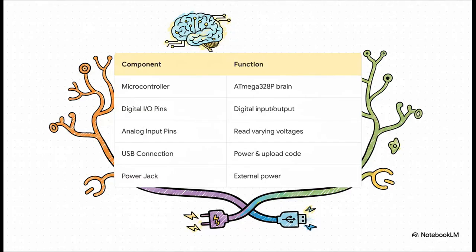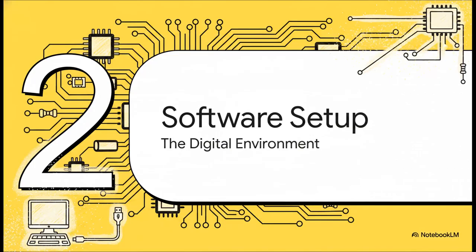Think of the ATmega328P microcontroller as the brain of the whole operation. Branching out from it, you've got your digital and analog pins, which are essentially the nervous system sensing the world around it. The analog pins read varying real-world voltages, while the digital pins act as straight-up binary on-off switches. Rounding the whole thing out are the USB and power jacks. These are the lifeblood of the system, providing both the electrical power and the data pathway to actually get your code onto the board.